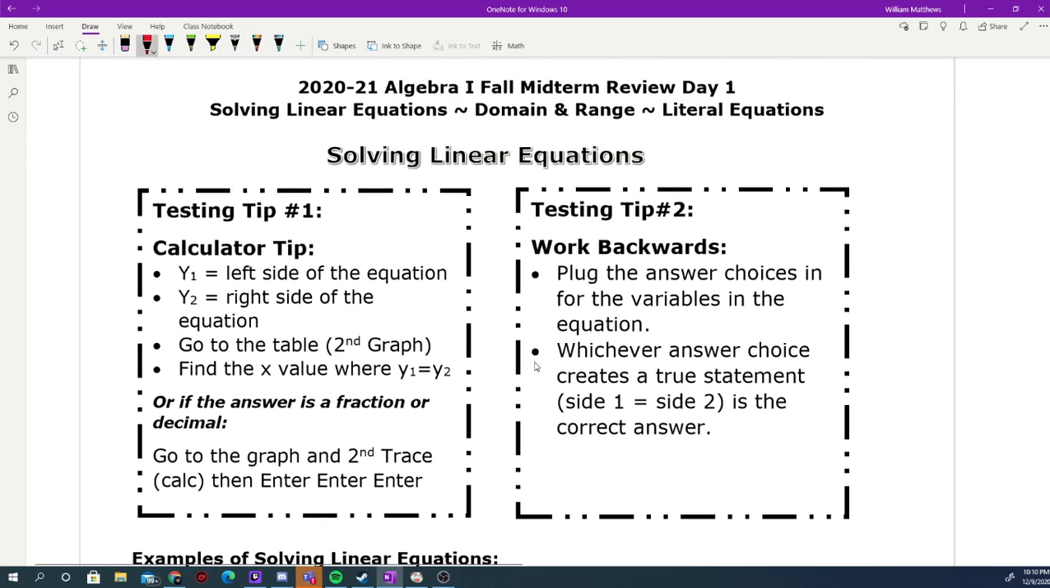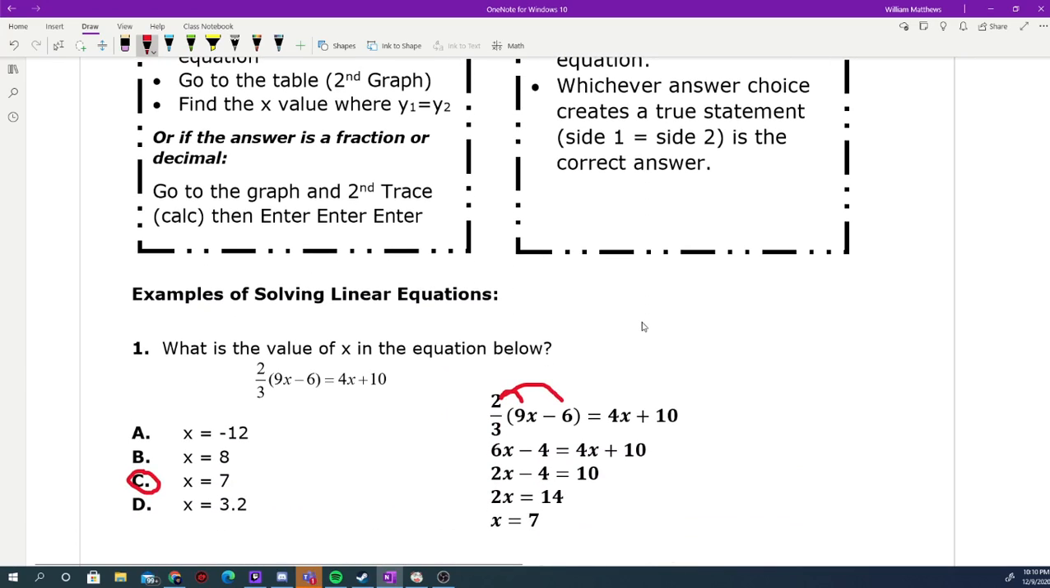The other option is to work backwards. You can take each one of these values and plug it into the equation and see which one will make the left expression equal the right expression. So this works well when you have multiple choice because you have a limited number of options. You only have to do it a max of 4 times.